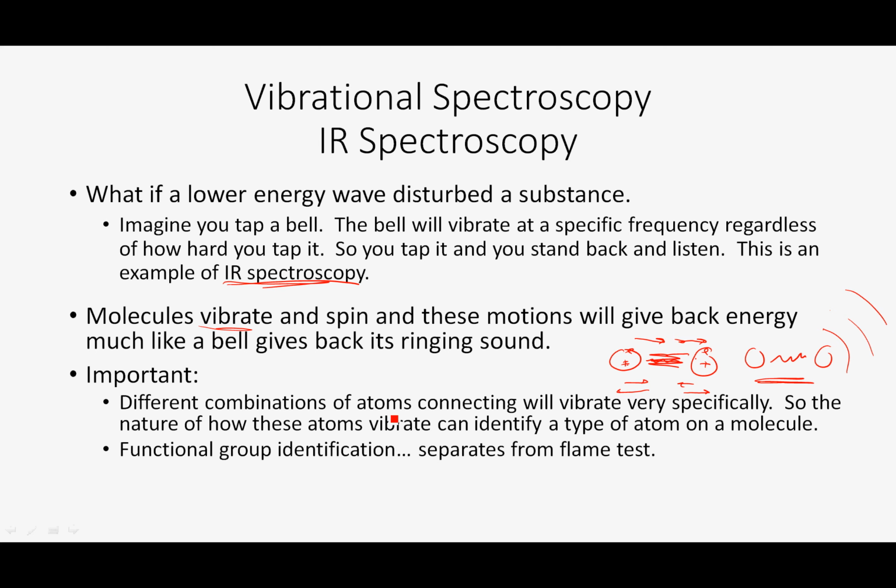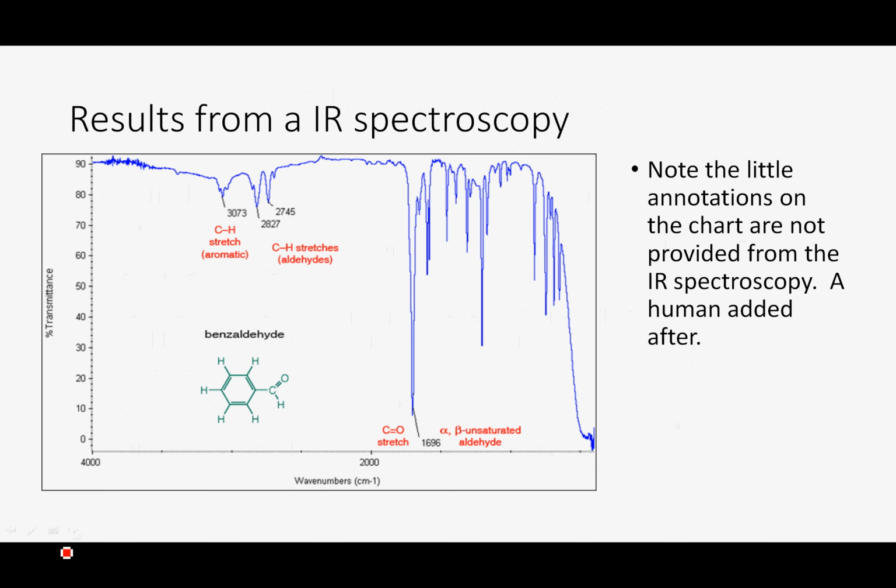Different combinations of atoms connecting will vibrate very specifically. So the nature of how these atoms vibrate can identify the type of atom in a molecule. Functional groups can be identified. Specific separates it from the flame test. So we can actually tell something about a molecule.